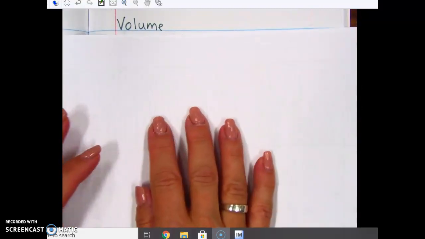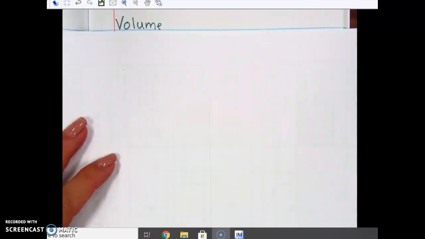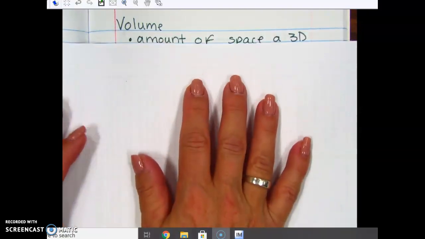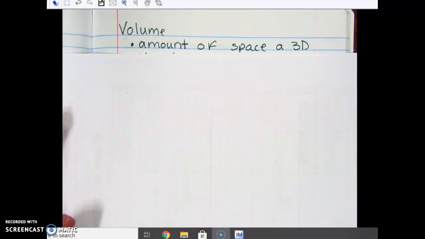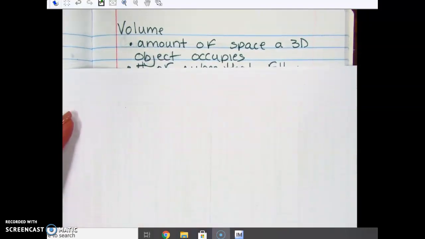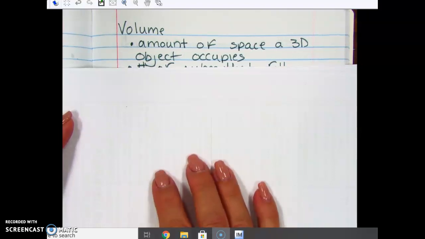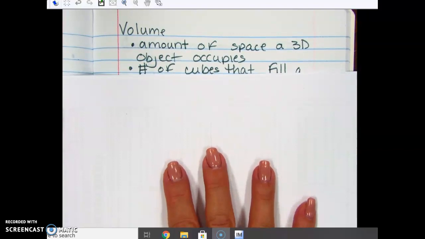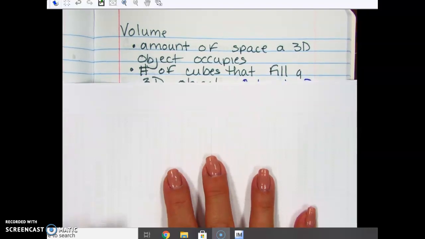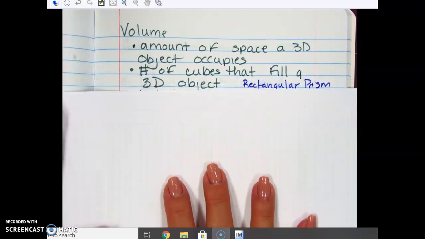So today's lesson is on volume. What is volume? It's the amount of space a 3D object occupies. Okay, so if I have a box, how do I measure that space being occupied? Well, we do it by finding out the exact number of cubes that fill that 3D object.